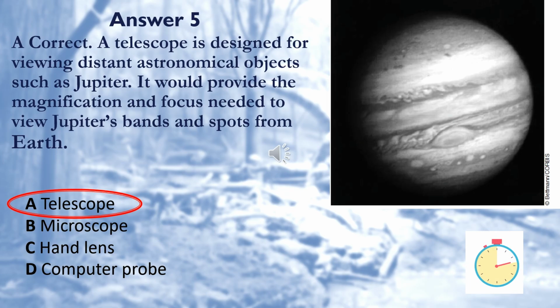B. Incorrect. A microscope is designed for viewing very small objects in the laboratory. A large, faraway planet, such as Jupiter, could not be viewed using a microscope.